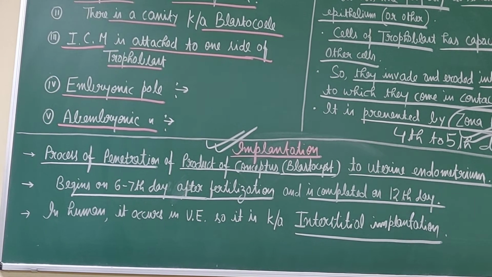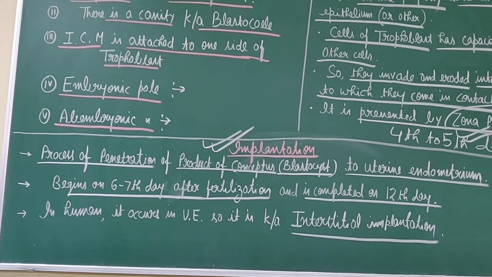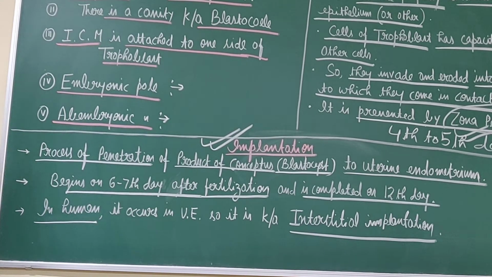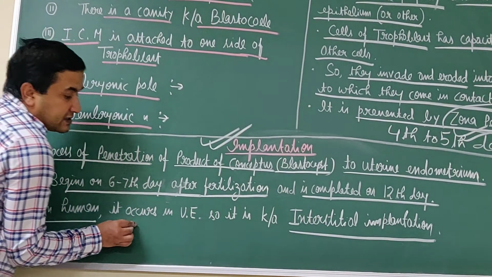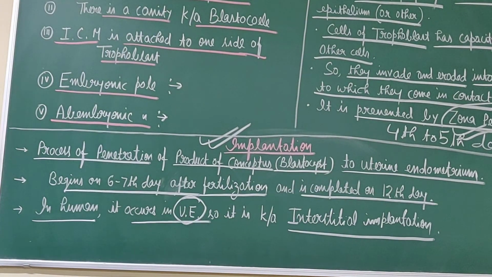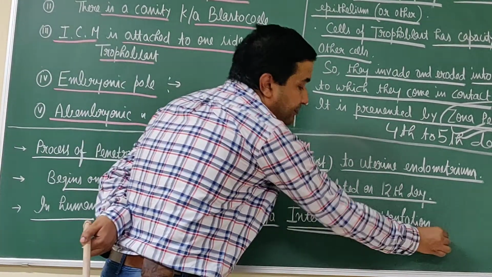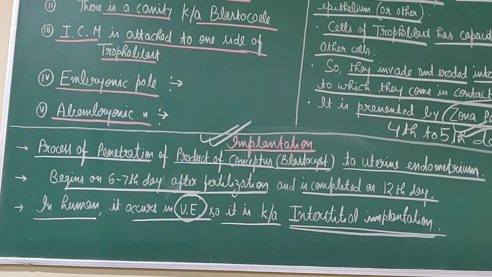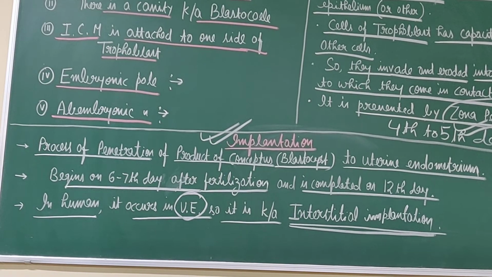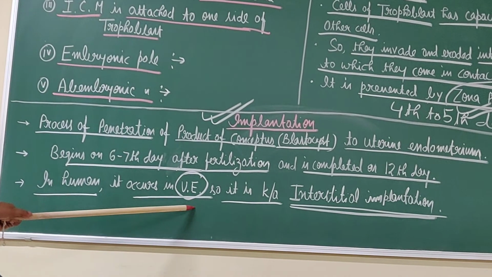The blastocyst enters into and invades the uterine endometrium. Now, in humans, the implantation occurs in the uterine endometrium, and so it is called interstitial implantation. It is an example of interstitial implantation because it occurs into the uterine endometrium.